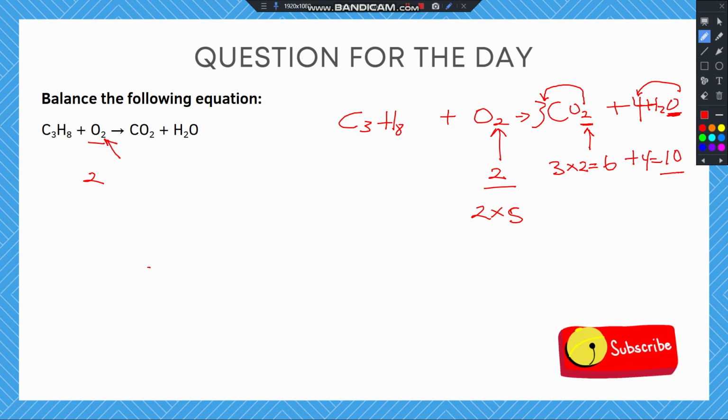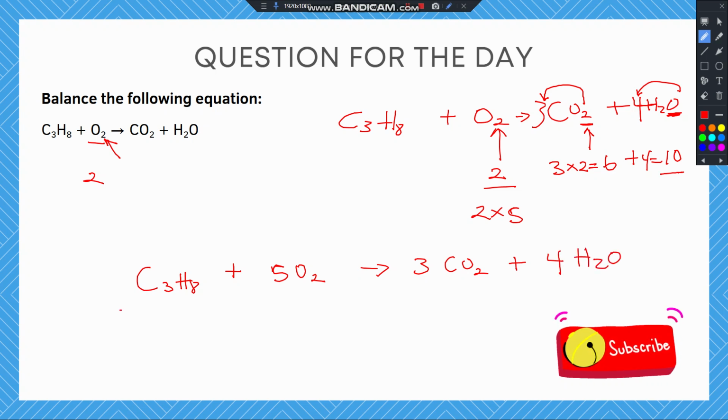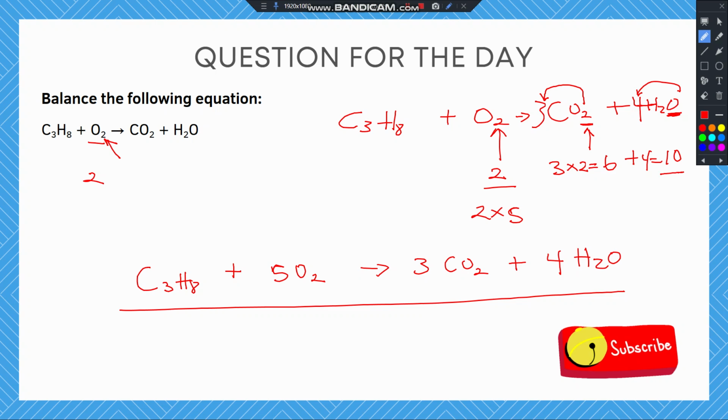So finally, we have the equation C₃H₈ plus 5O2 giving us 3CO2 plus 4H2O. This right here is our final balanced equation.